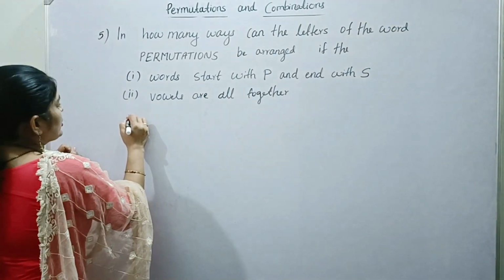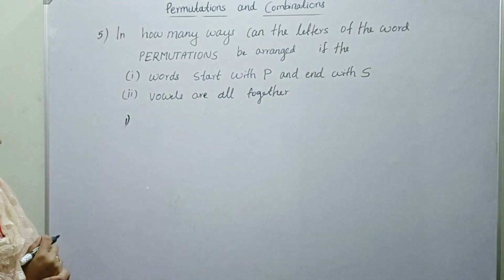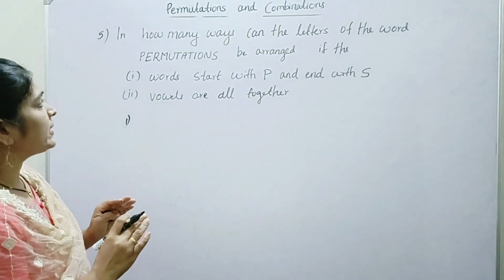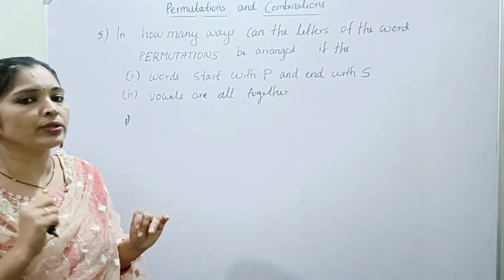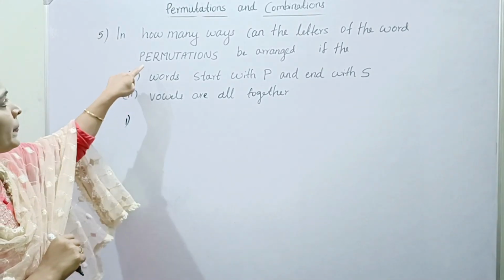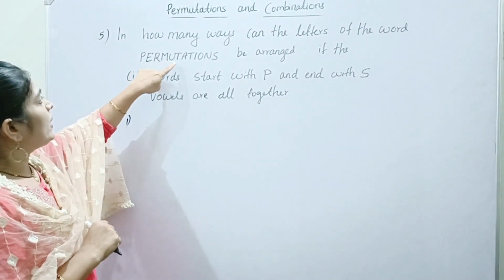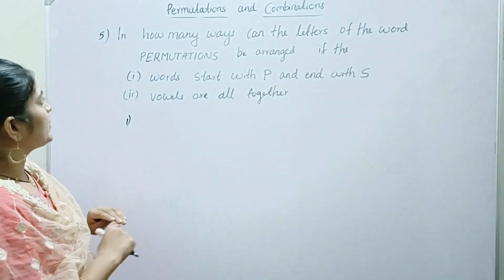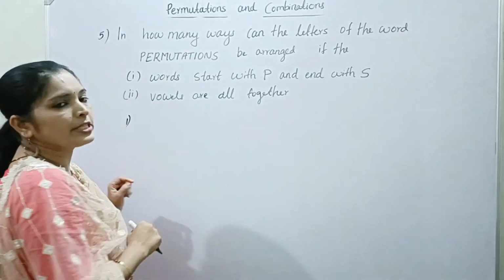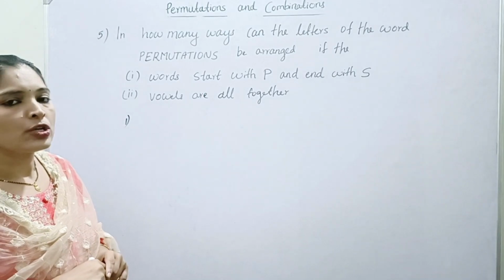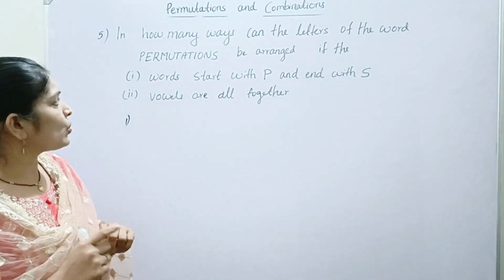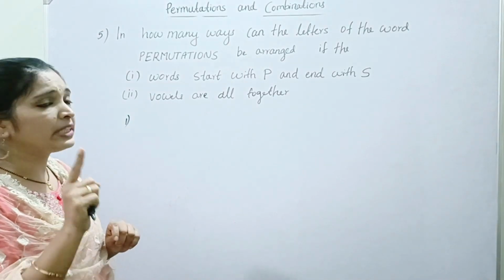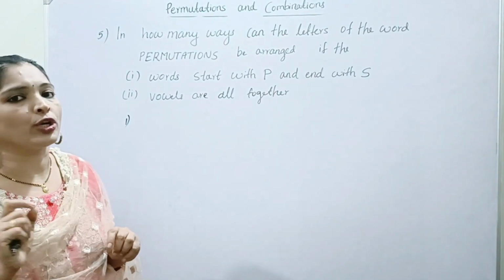See, first one. Before that, you have to check whether any letters are repeated or not. Okay, that you should not forget. See here, how many letters are repeating? T is repeated twice. So according to that, you have to apply the formula, isn't it? So here, first of all, you have to check whether any letters are repeated or not.